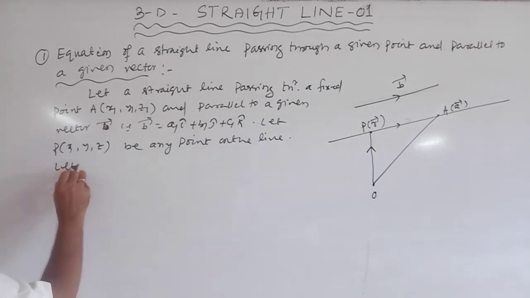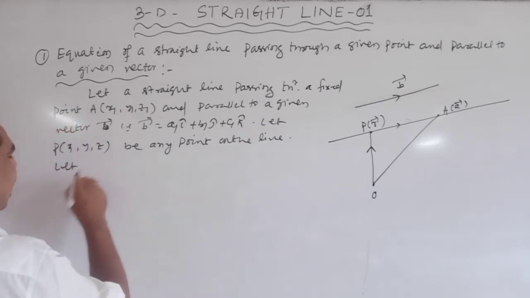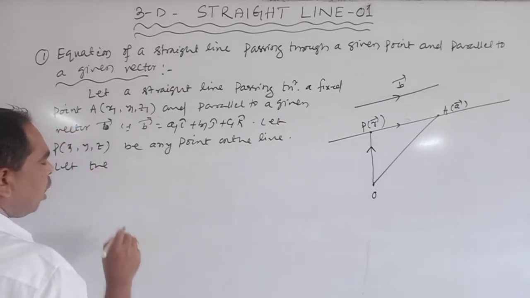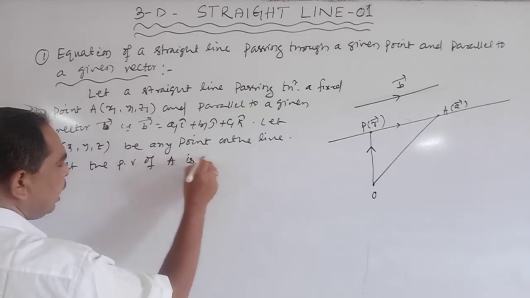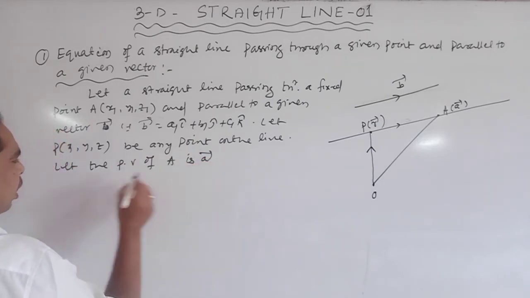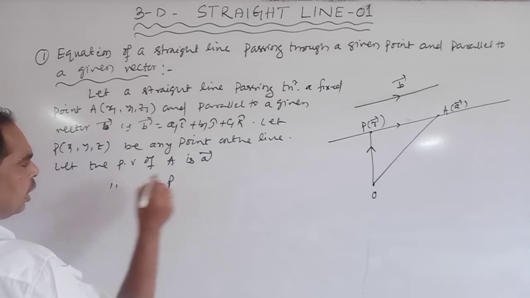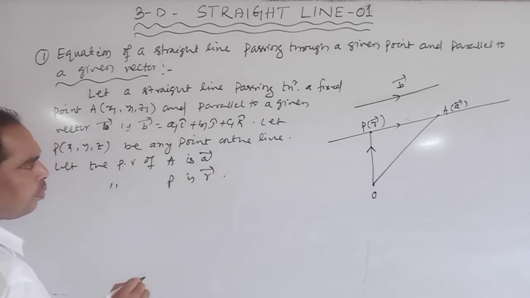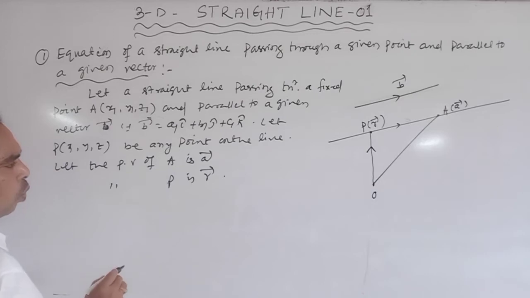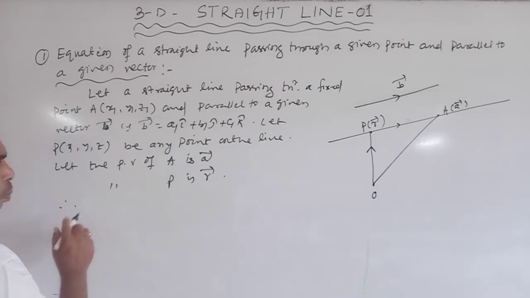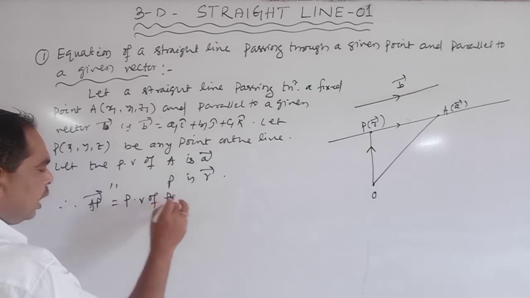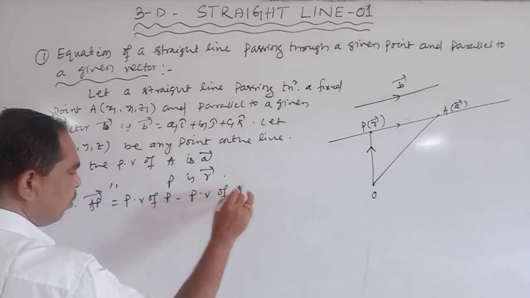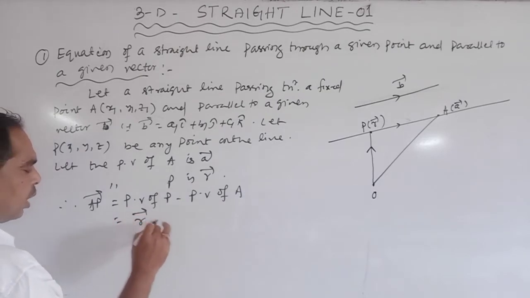Let the position vector of capital A be A vector, and the position vector of capital P be R vector. Therefore, from the figure, AP vector is equal to the position vector of P minus the position vector of A, so it is equal to R vector minus A vector.